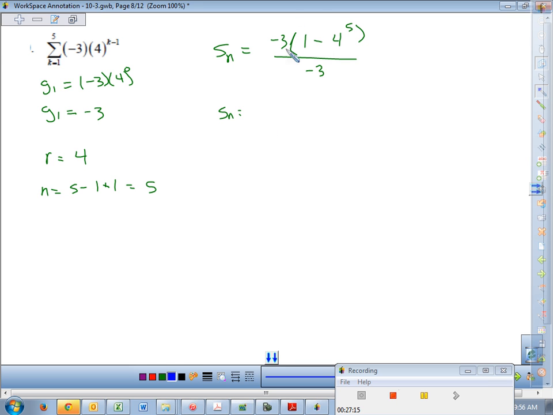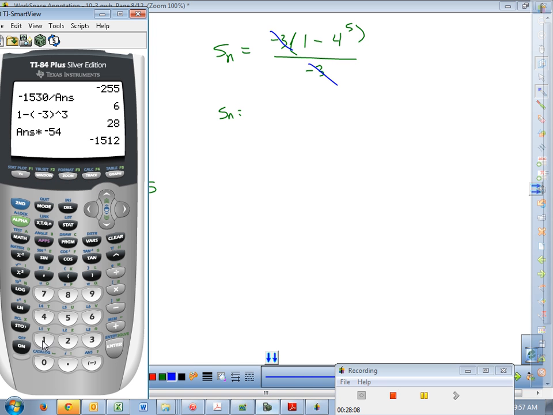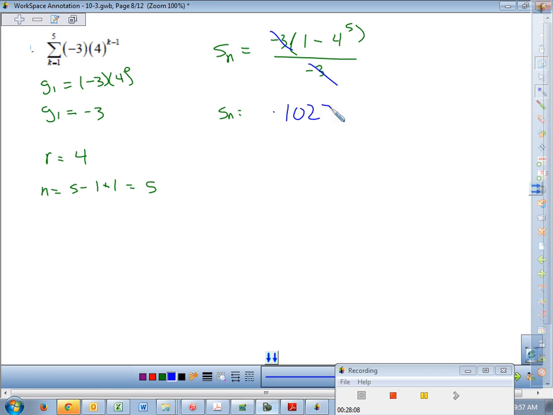Isn't there a negative 3 upstairs where this is all times, right? You would have a negative 3. Don't those cancel each other out right there? And then you just got to punch in 1 minus 4 to the 5th. Negative 1023.